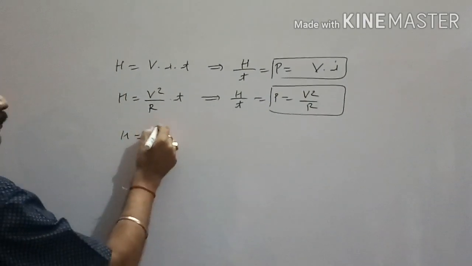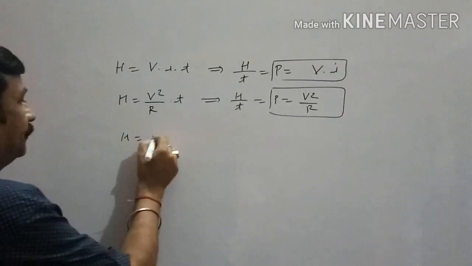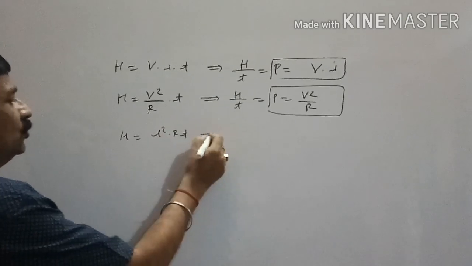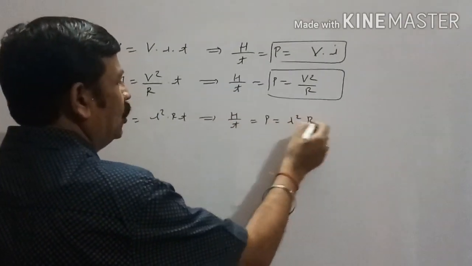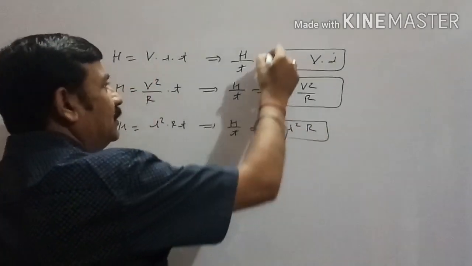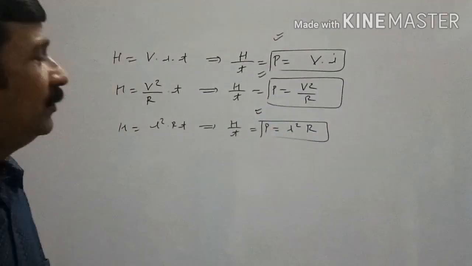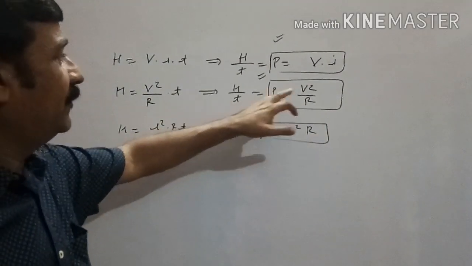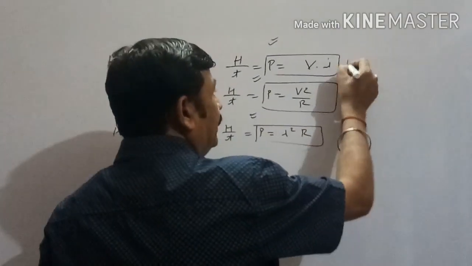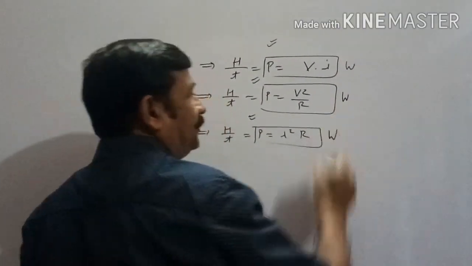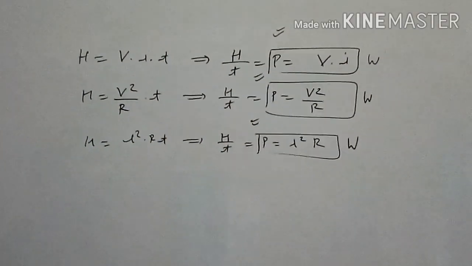As we know, H is equal to I square RT. So from here H upon T, which is the power, is I square R. So these are the three different methods to calculate power. Power can be calculated by the formula V into I, by the formula V square by R, and by the formula I square R. In all three cases, answer will come in watt. So these are the three different relations with the help of which power can be calculated.